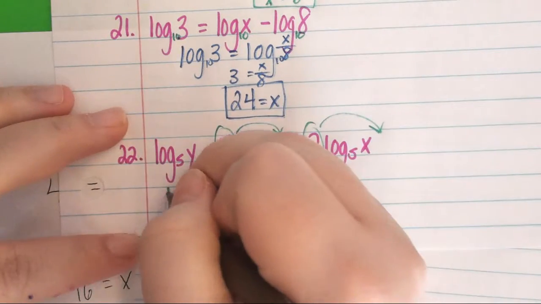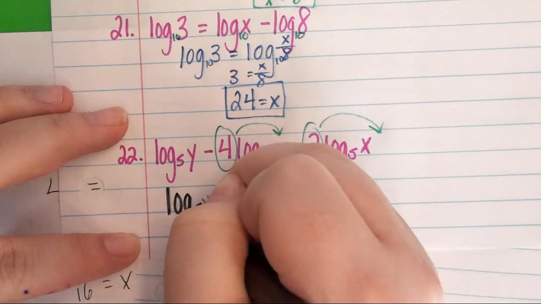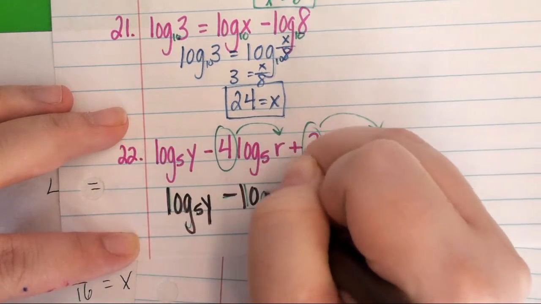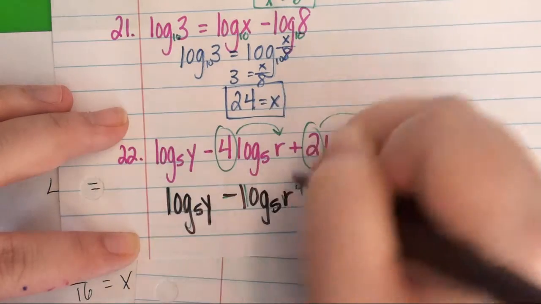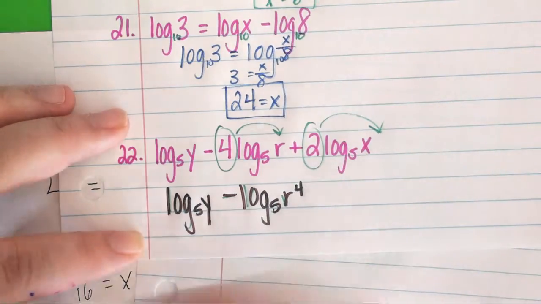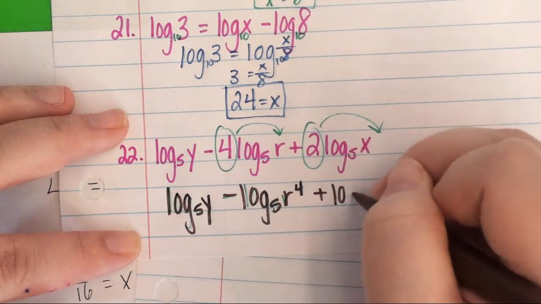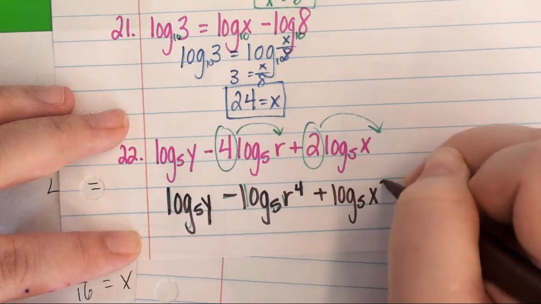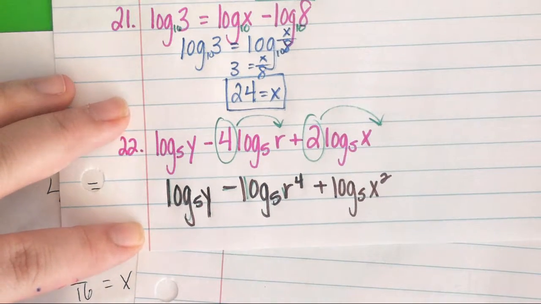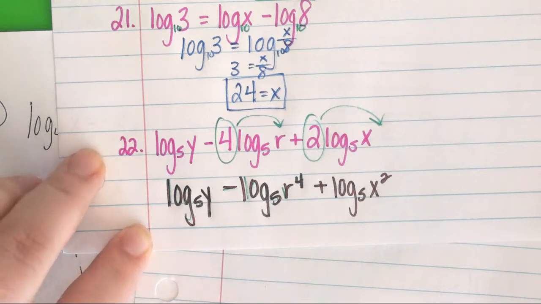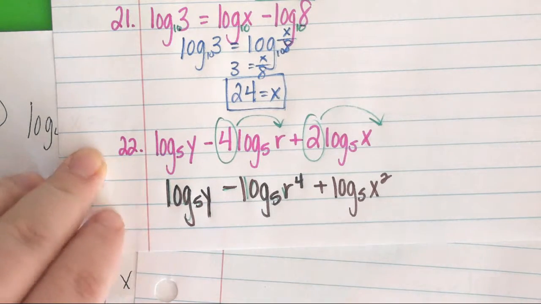So I've still got the log base 5 of y. I haven't done anything to him. I've got the log base 5 of r, and that 4 out front is now the exponent of the r. And the same thing's going to happen with the x. It's log base 5 of x squared. They become the exponents. That was one rule about logarithms you learned.